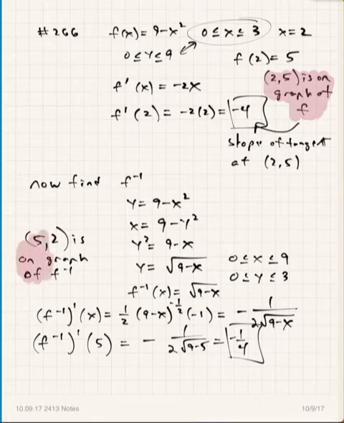Right here, (5, 2) is on the graph of f inverse. And so we find f inverse, we find its derivative, and we evaluate that derivative at 5, and we get the reciprocal of the original slope. Okay, so that's the key idea. That's what I want you to know for derivatives of functions that are inverses.